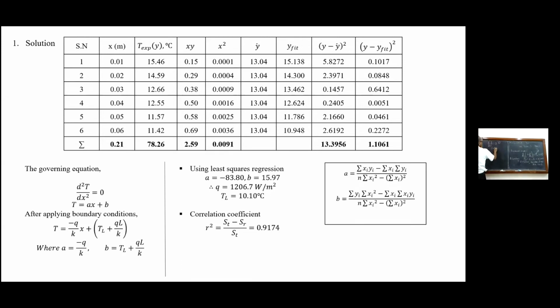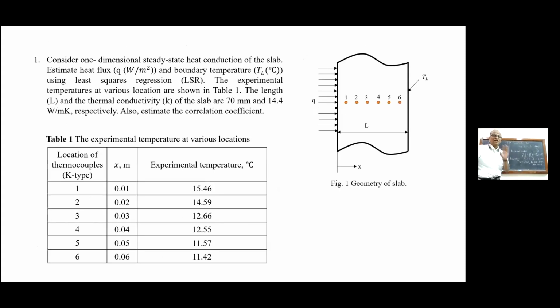So integrating once, dT by dx equal to a. Integrating again, T equal to ax plus b. So this is the forward model. We all know this. Temperature goes linearly, and a straight line can pass through only 2 points. There are 6 points. Therefore, there is a mismatch straight away. I am showing the solution.